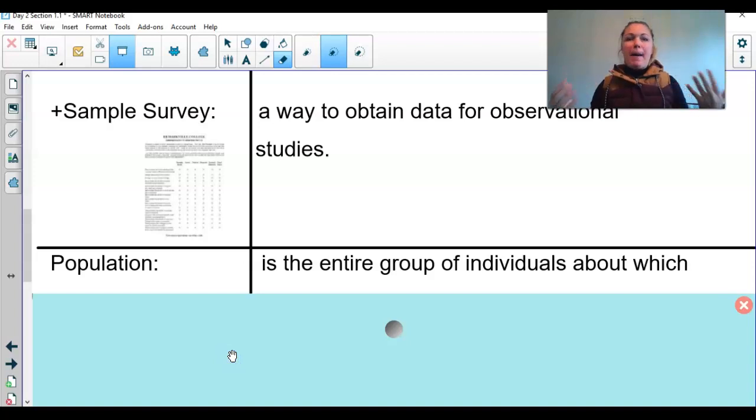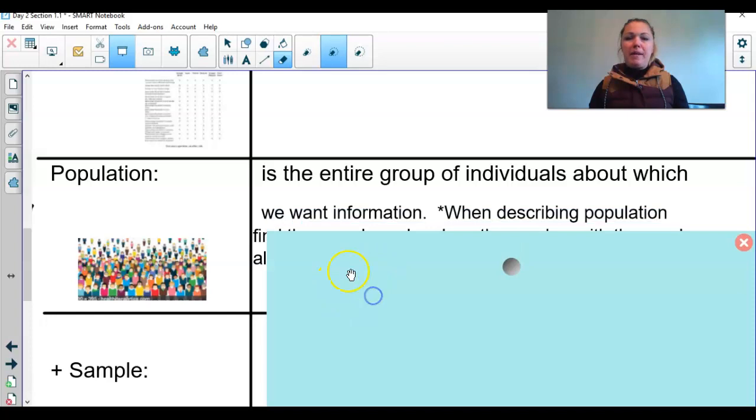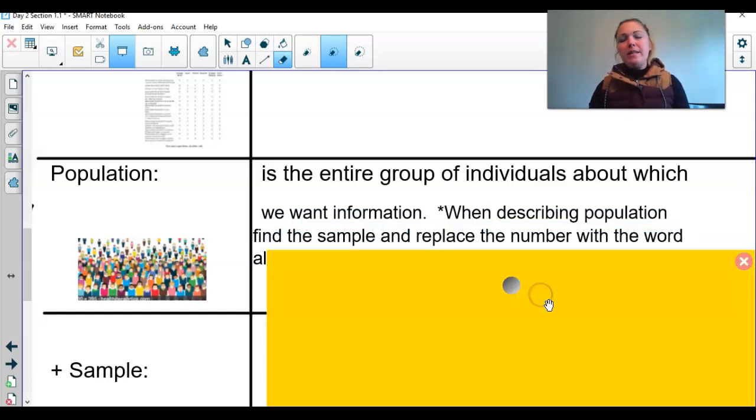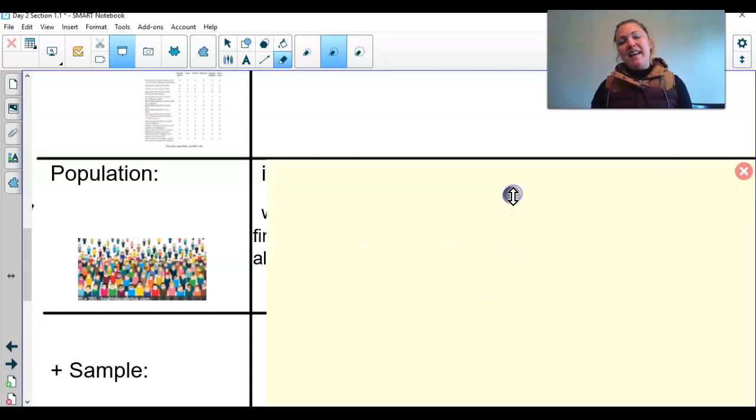Population, okay, so the population and the sample. I'm going to talk about both of these at the same time, okay? What's going to happen is you're going to be asked to read through a problem, and you're going to be asked to determine what is the population in this problem and what is the sample, okay?